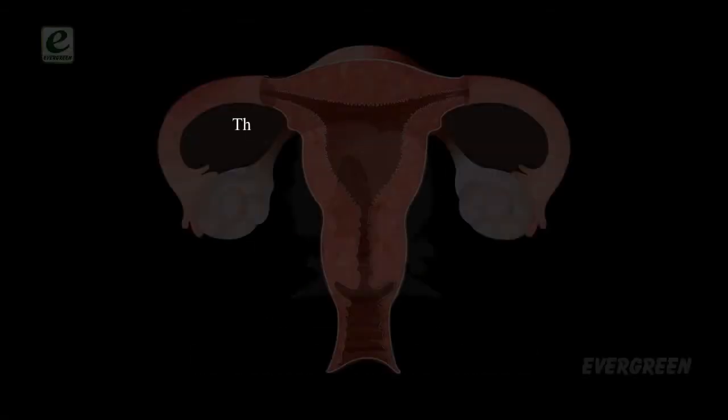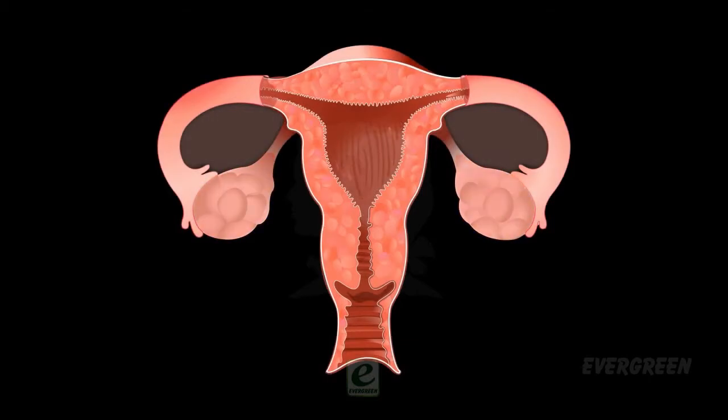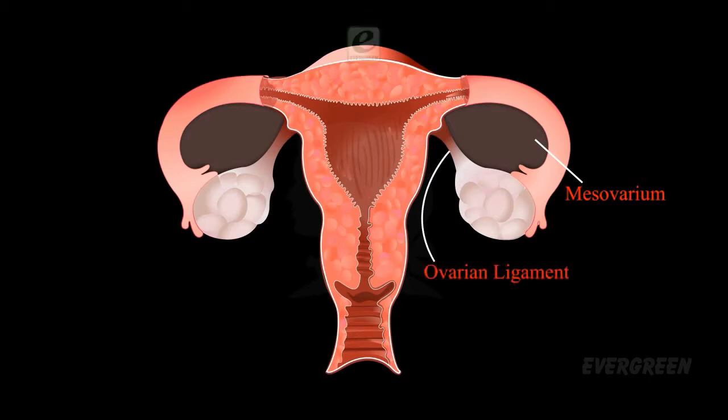Ovaries. They produce ova and sex hormones: progesterone, estrogen, and relaxin. These are a pair of almond-shaped and sized structures, whose back wall is attached with a double fold of peritoneum called mesovarium, and with the uterus by an ovarian ligament.